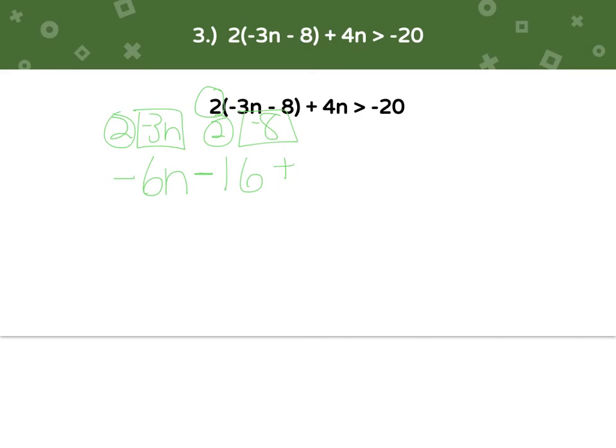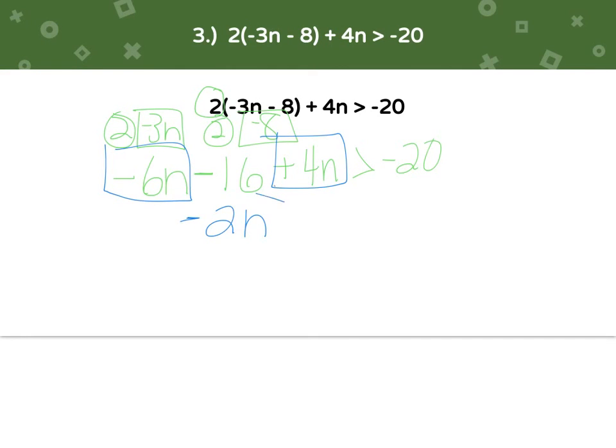Bring down the rest. Plus 4n is greater than negative 20. Now you can combine like terms. You have a negative 6n and a positive 4n. They're different signs, so you subtract. 6 minus 4 is 2n, and 6 was bigger, so you keep the negative sign. Make sure to bring down the negative 16, the greater than sign, and the negative 20.